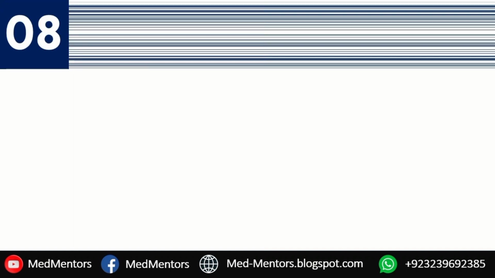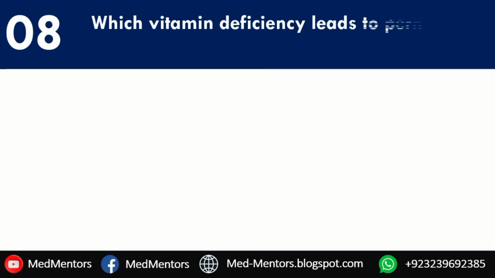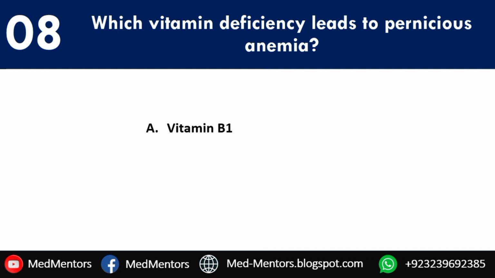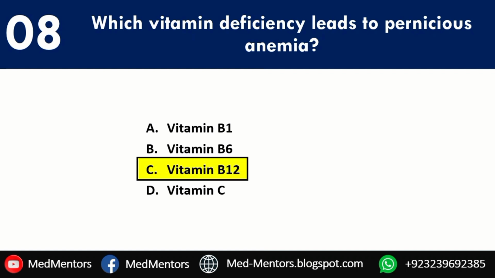Number 8. Which vitamin deficiency leads to pernicious anemia? Option A. Vitamin B1. Option B. Vitamin B6. Option C. Vitamin B12. And option D. Vitamin C. Correct option is vitamin B12. Pernicious anemia occurs due to vitamin B12 deficiency, often caused by impaired absorption related to intrinsic factor deficiency.